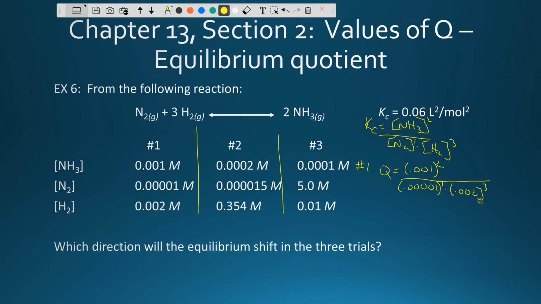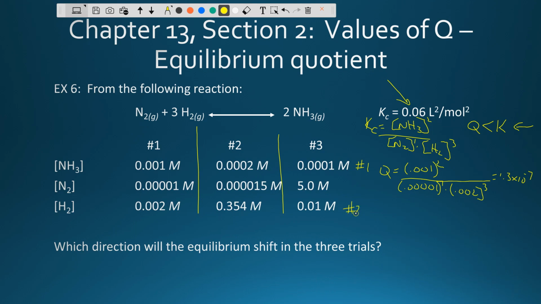Okay, my Q value ends up then being 1.3 times 10 to the negative 7. Now how does that compare to my K value? Well, my K value was 0.006. So this guy's a lot smaller. My Q ends up being less than my K. So which direction is this reaction going? It's going toward my reactants.